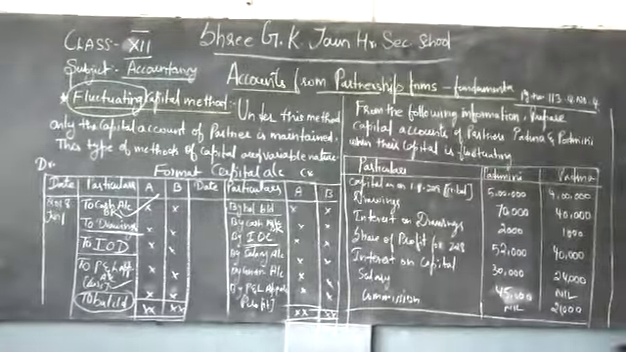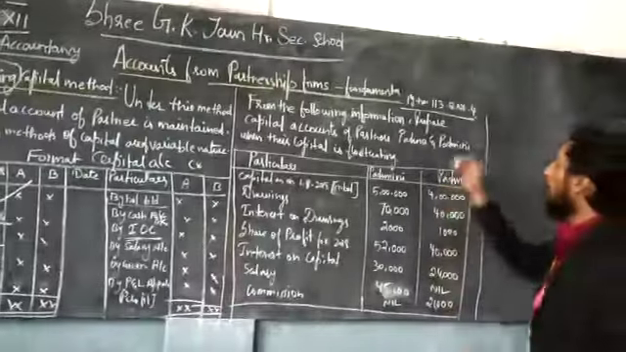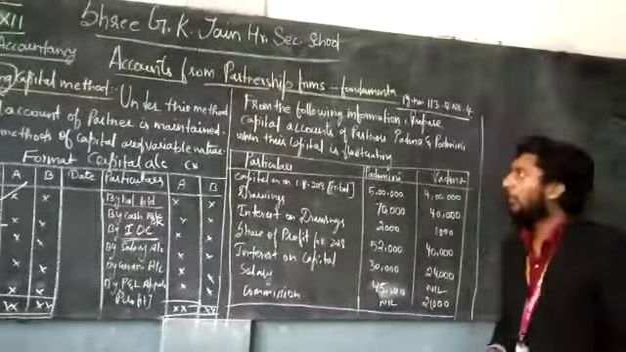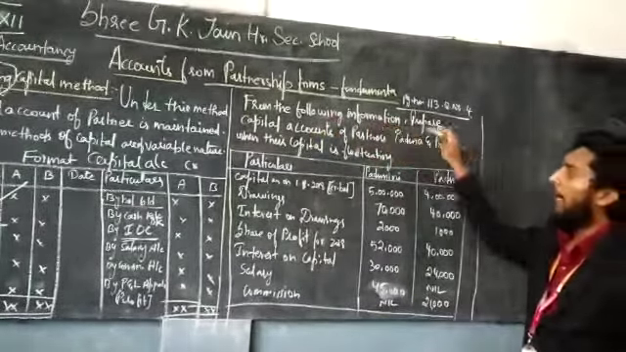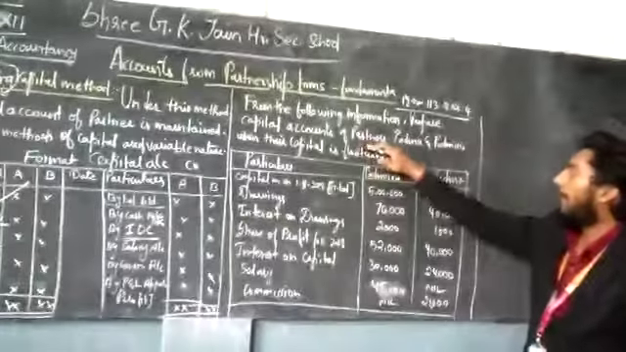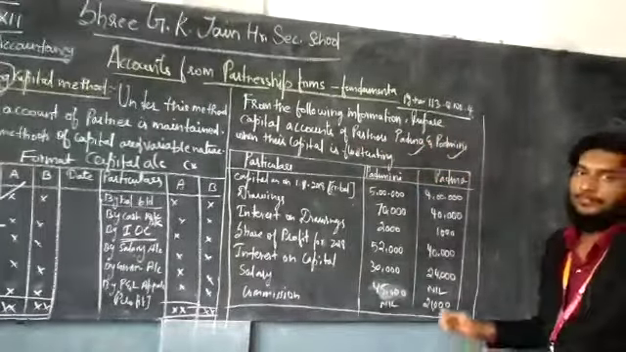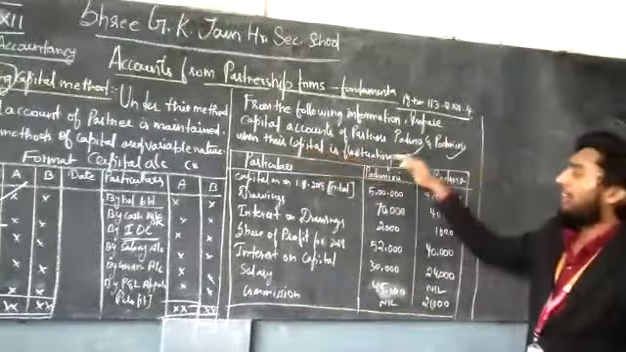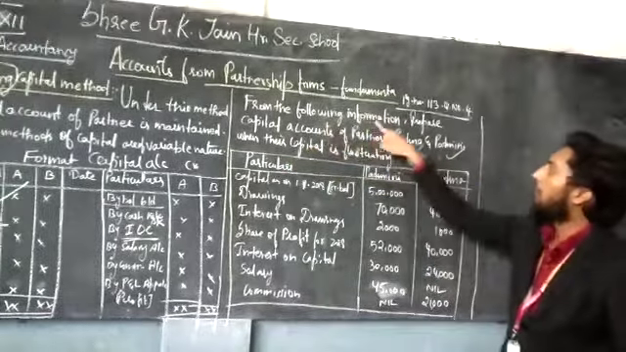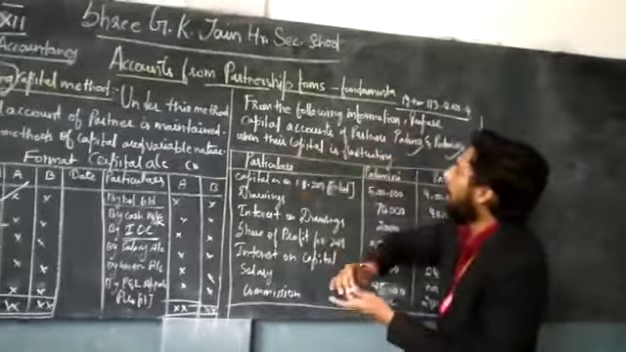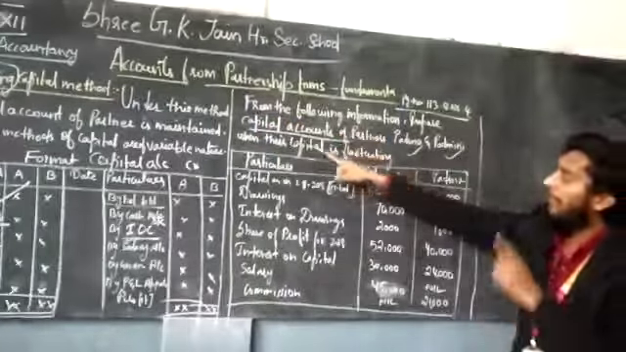Now see one sum. Page number 113, question number 4, exercise number 4. We have one sum. Let's see. From the following information, prepare capital account of partners Padma and Padmini when their capital is fluctuating. Clearly they have said, you are required to prepare the capital account of the partners.